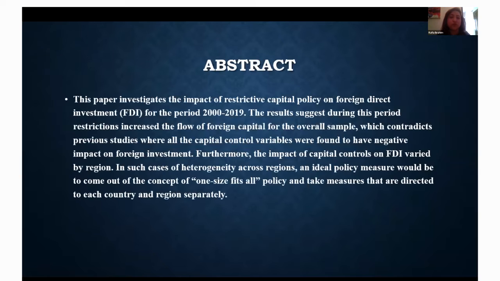The main objective of my paper is to look at the impact of restrictive capital control policies on foreign direct investment, and I have chosen the period from 2000 till 2019. The results of this study suggest that during this period of time, the capital control variables were very much beneficial in controlling the flow of foreign investment. Additionally, this result also suggests that there is heterogeneity across regions. Some of the regions experience better flow of foreign investment than others, despite having the same kind of capital control policy.